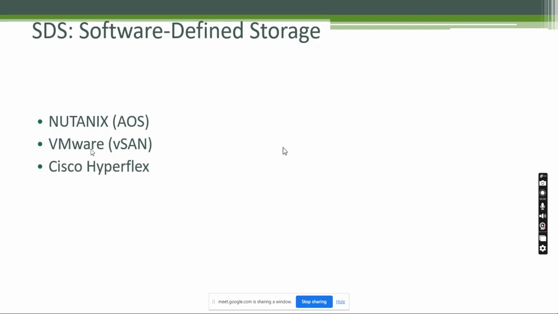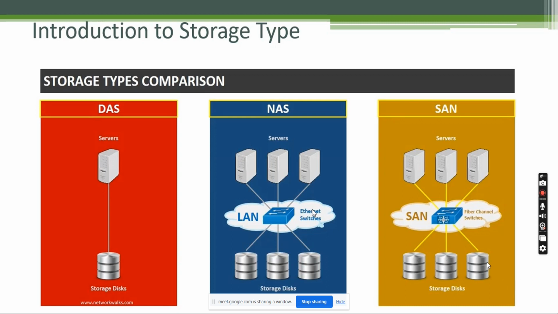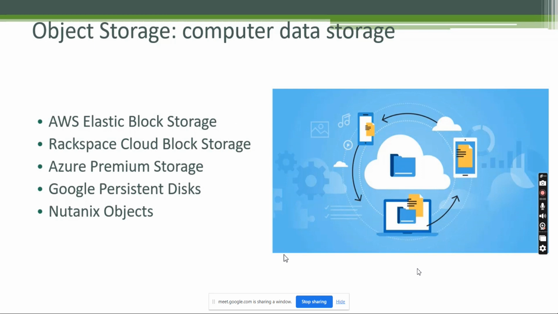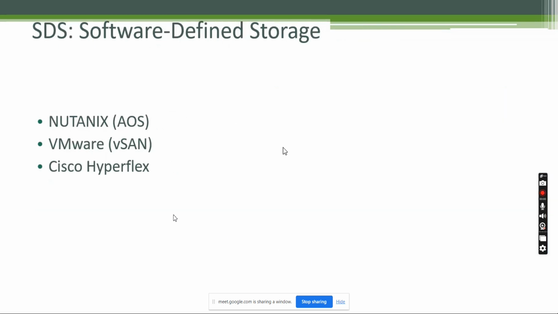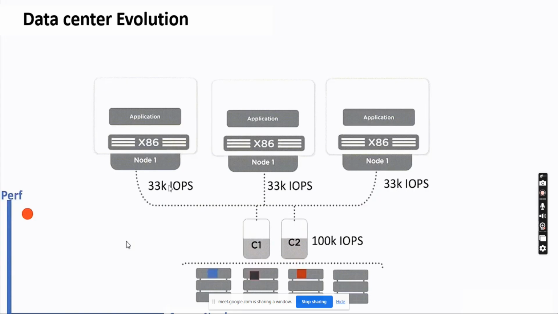Software-defined storage means vSAN is your software-defined storage, right? You collect all the storage together, you create a pool, and you create storage from it. This is called software-defined storage. VMware vSAN is software-defined, and Nutanix AOS is software-defined, same like Cisco HyperFlex is software-defined storage. So this is the overview of Nutanix. You create a cluster of all nodes, and you create the storage. One disk here, one disk here, one disk here. All the disks you created.